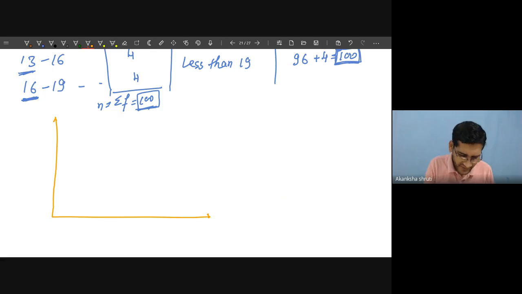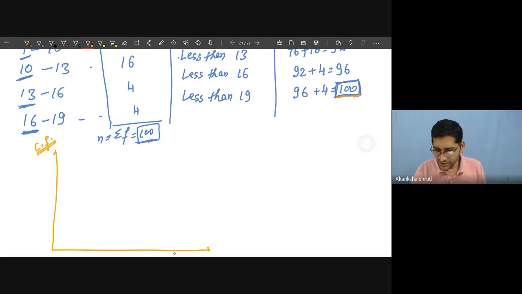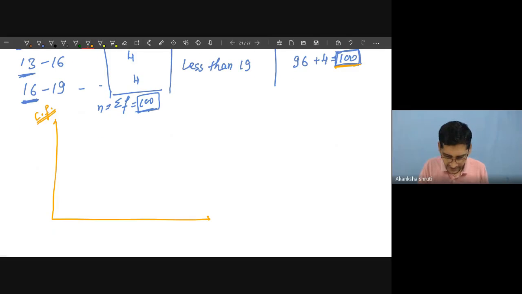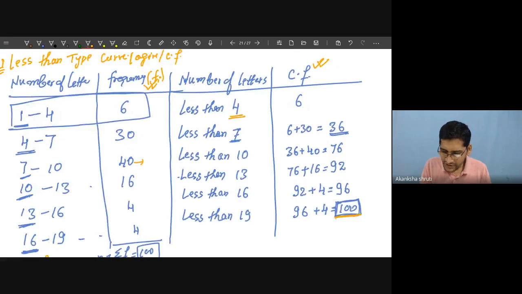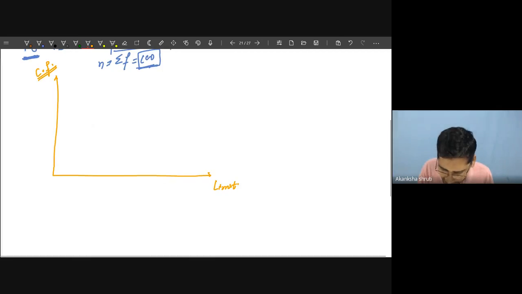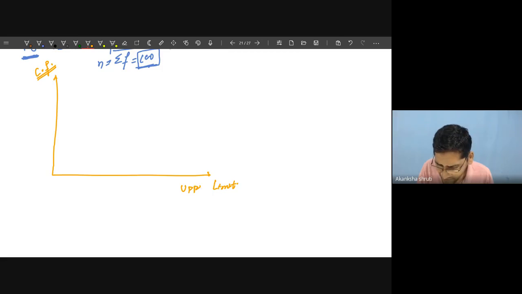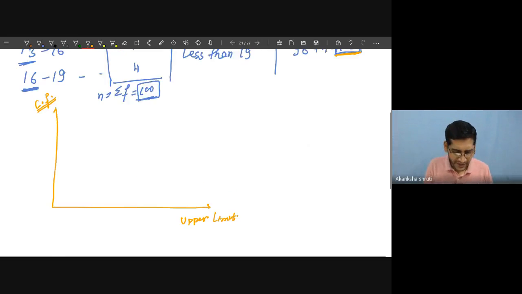Keep in mind, on the vertical axis, we are always plotting cumulative frequency. Distribute this vertical axis up to the upper limit of this cumulative frequency. And on the horizontal axis, we are putting the limit. But we are going to put the less than type, means on the horizontal axis, we shall put the upper limit. So it is for the upper limit. What are our upper limits?